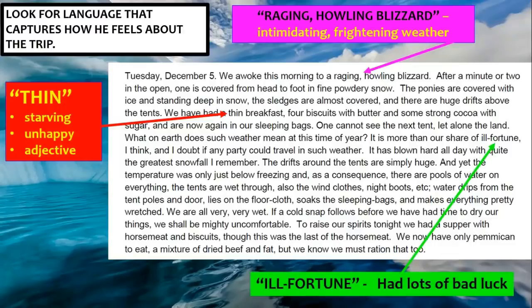And let's look at one more together. And then he says, we had our own share of ill fortune. Well, what does that tell me about his feelings? Well, he suggests ill fortune. It suggests that he feels like he's had a lot of bad luck on the trip.